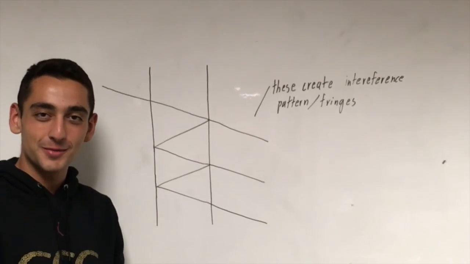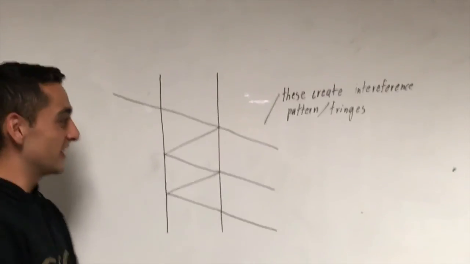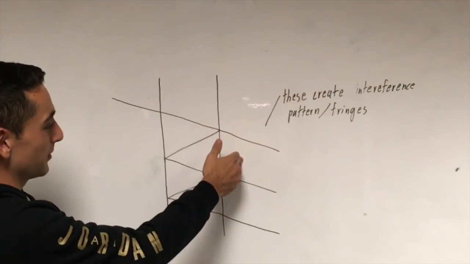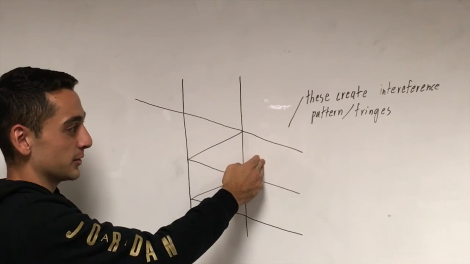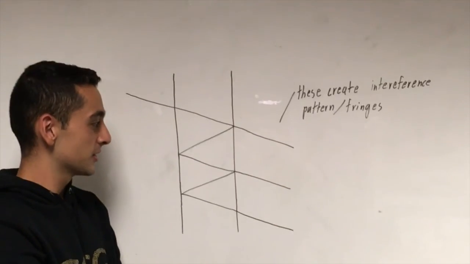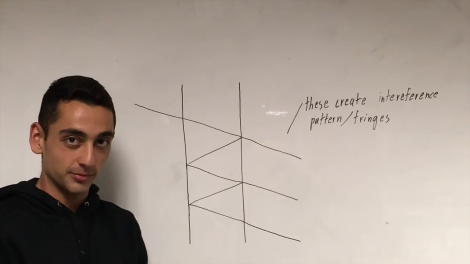So how a Fabry-Perot can be used to analyze a spectrum is that the beams being emitted from the Fabry-Perot create an interference pattern which creates fringes, and those can then be used to analyze the spectrum.